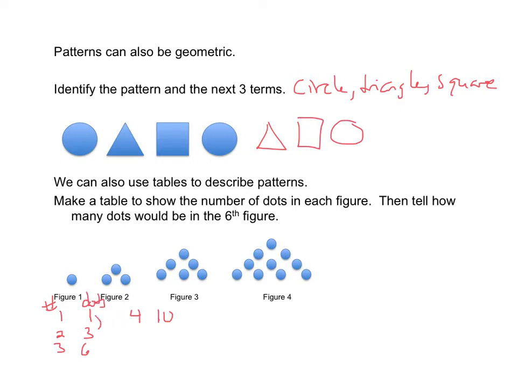So if we look among the dots, we might see that it goes up from the previous one by the row that it's in, so it's always increasing. So if we want to look for the sixth figure, for the fifth figure we would add 5. So we would say that 5 would have 15, and then 6 would be adding 6 to the 15, or 21 dots.